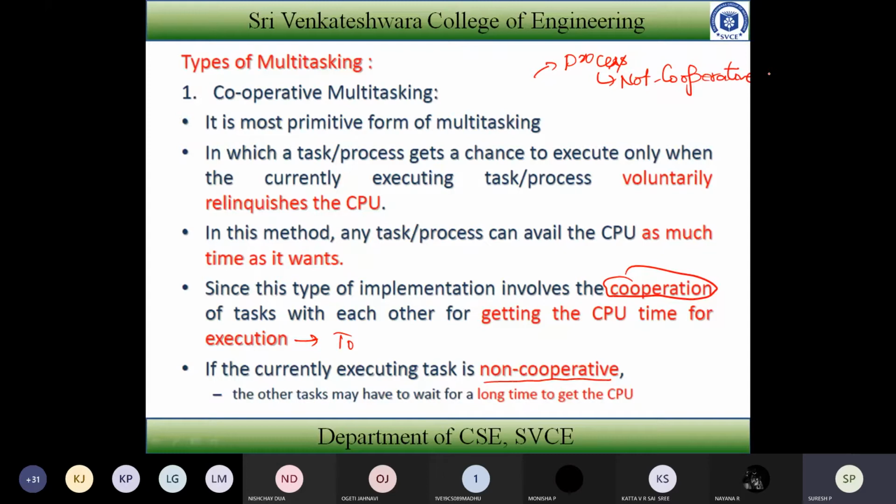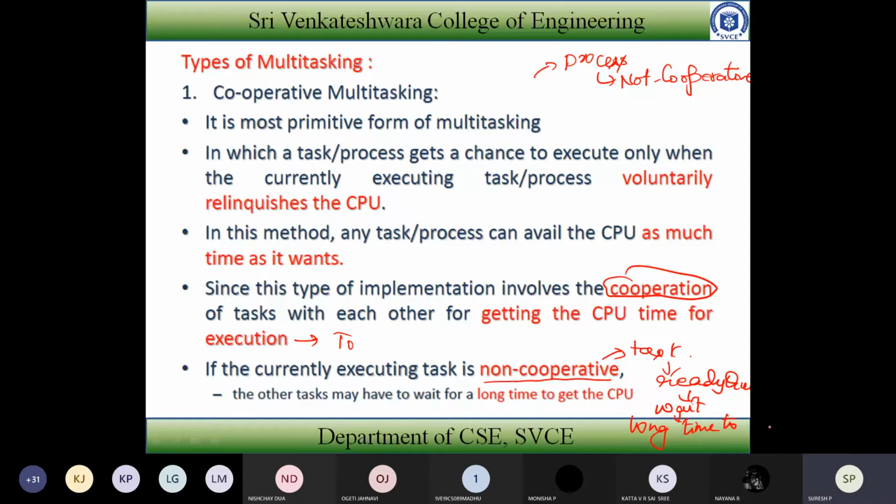So in this particular type, if that particular task is not cooperative, what will happen? The other task which is there in the queue has to wait for a longer duration. The tasks which are there in the ready queue have to wait. For how much time? Till the process which is running releases the CPU. So it has to wait a long time to get the CPU. That is what happens if the process is non-cooperative.